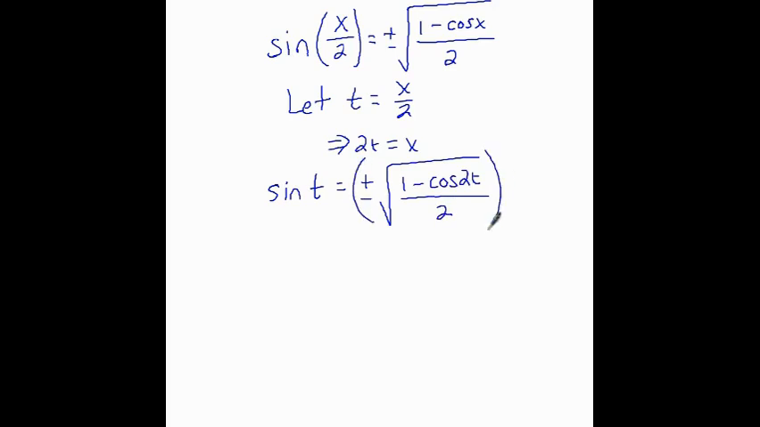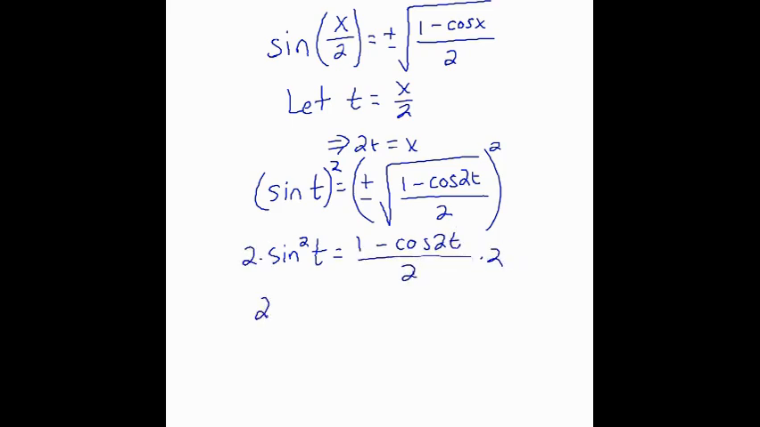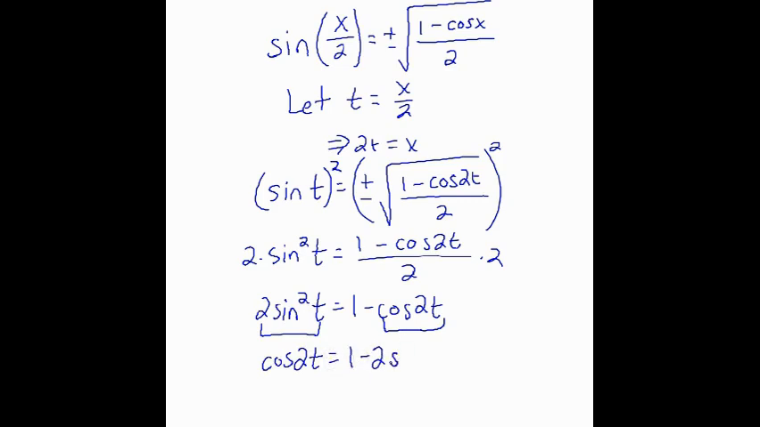Now I'm going to go ahead and square both sides. I get sine squared t is equal to 1 minus cosine 2t all over 2. We'll multiply by 2, giving us 2 sine squared t equals 1 minus cosine 2t. And then we'll go ahead and switch sides with sine squared t and cosine 2t. So we get cosine 2t is equal to 1 minus 2 sine squared t. Okay, so this gives us a double angle identity for cosine 2t.